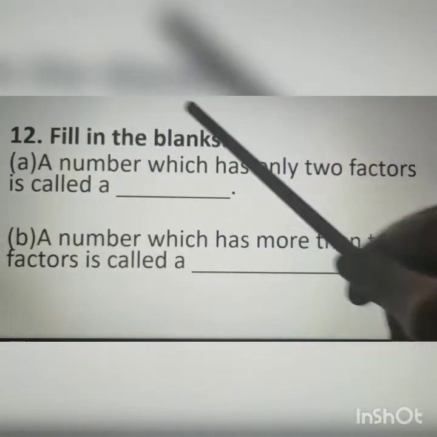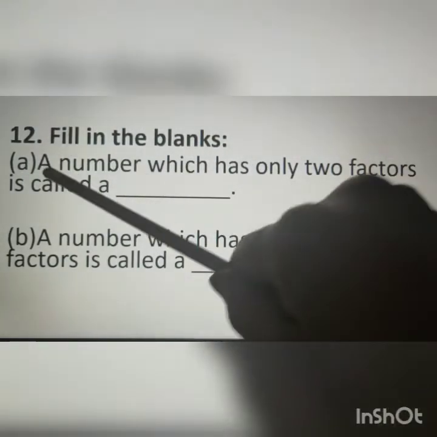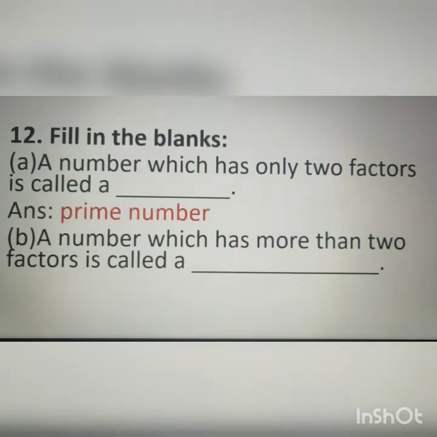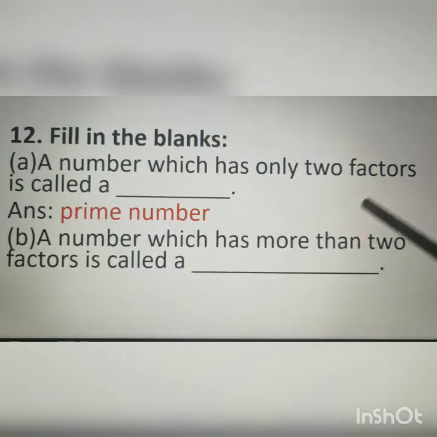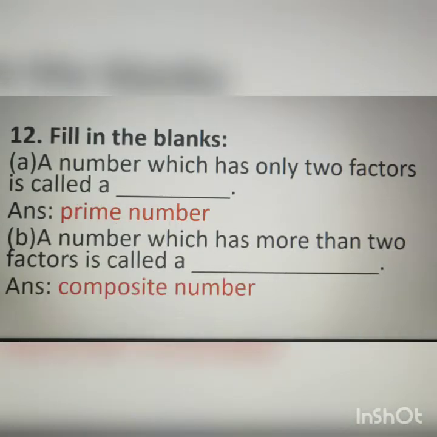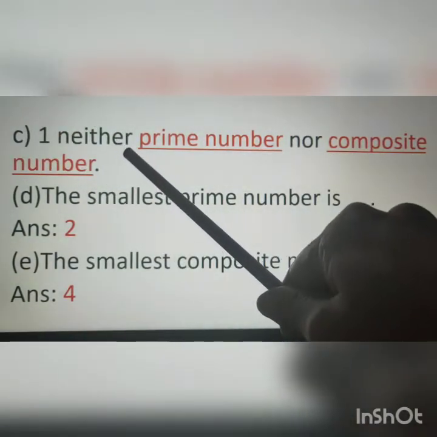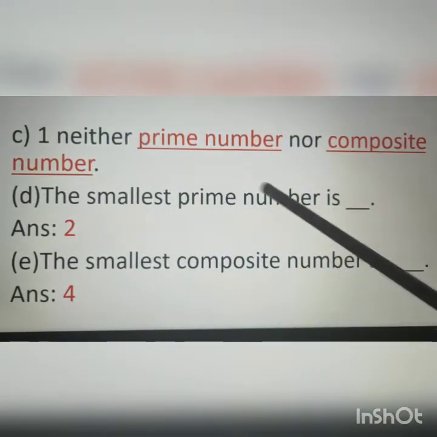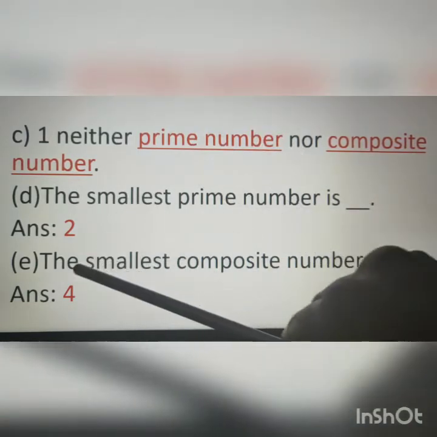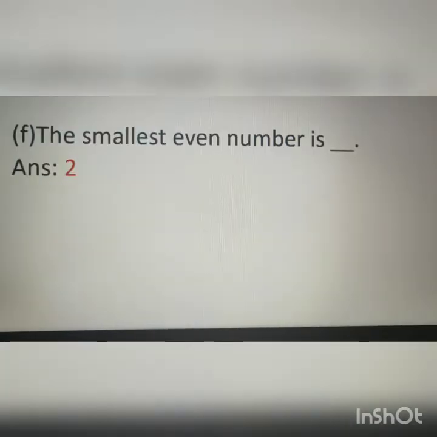Question number 12. Fill in the blanks. Question number A. A number which has only 2 factors is called a prime number. Question number B. A number which has more than 2 factors is called a composite number. Question number C. 1 is neither prime number nor composite number. Question number D. The smallest prime number is 2. And question number E. The smallest composite number is 4. Question number F. The smallest even number is 2.